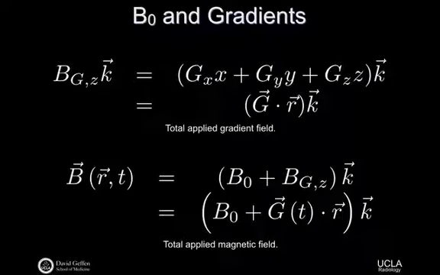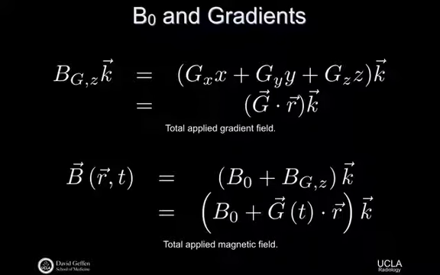Okay, so we can talk about applying gradients in the presence of B0 fields. We know that our gradient fields only point along X, and we can compactly write the total applied gradient field as a G vector with some amplitude, maybe turned on and off as a function of time, dotted with some spatial position, and that gives us the B field at a particular place.